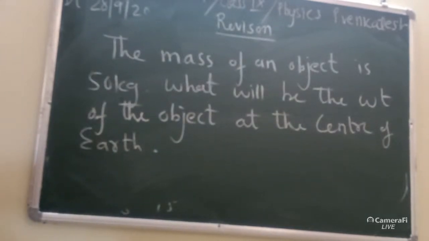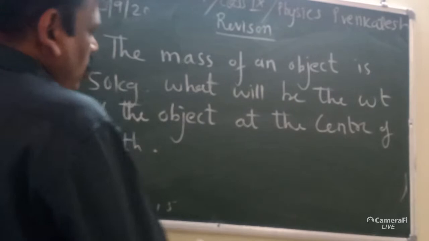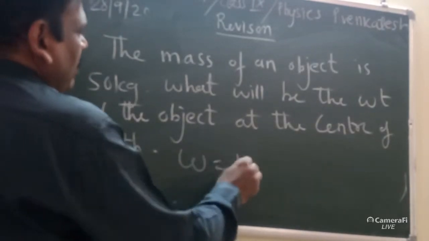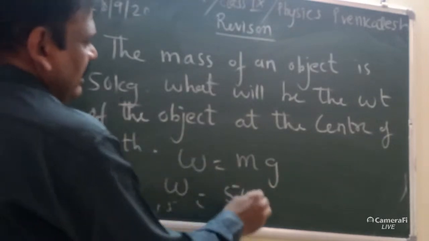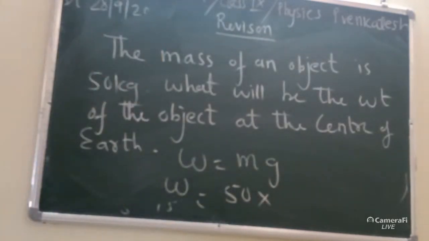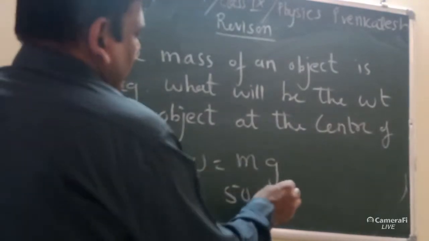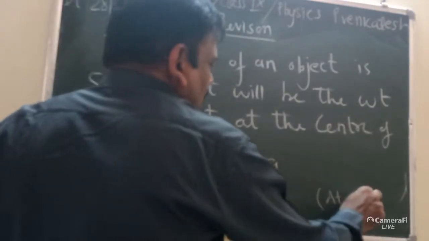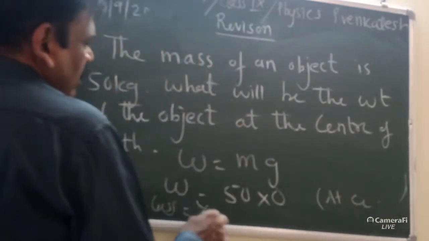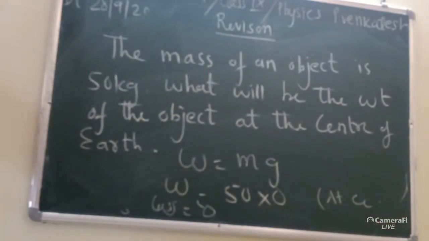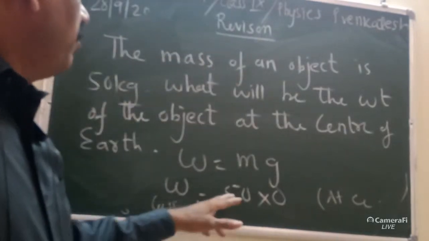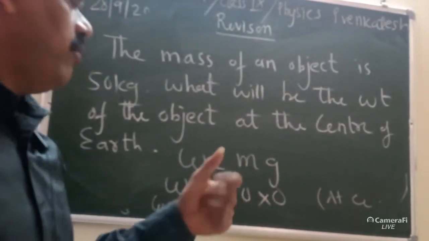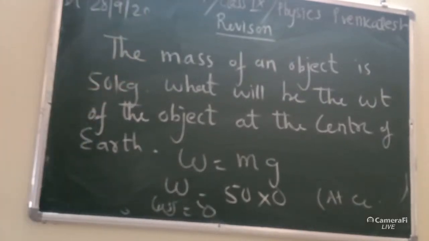This is very easy. Whenever it is asked to find weight, it is given by the formula W equals m into g. The mass is 50 kg, and always remember, at the center of the earth the gravity is always zero. So weight will be zero. Weight equals m into g, mass is given 50 kg into gravity is zero. Therefore W equals zero.